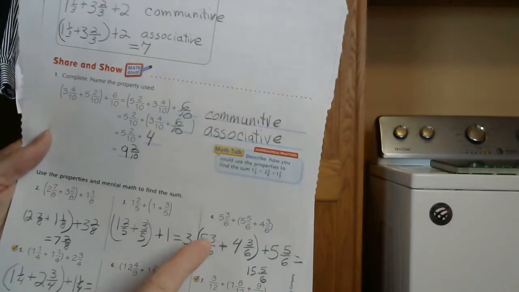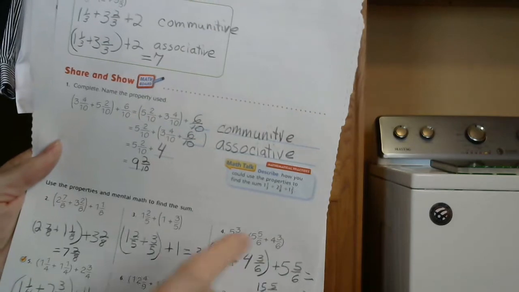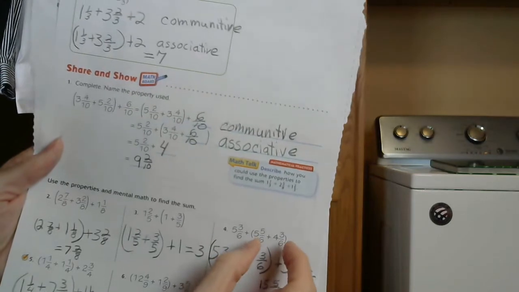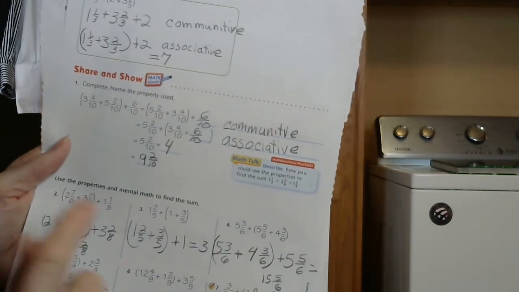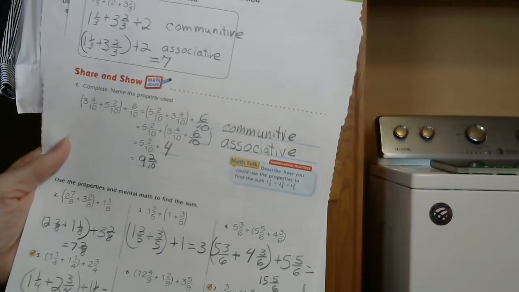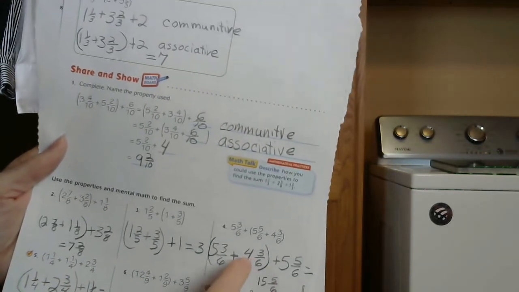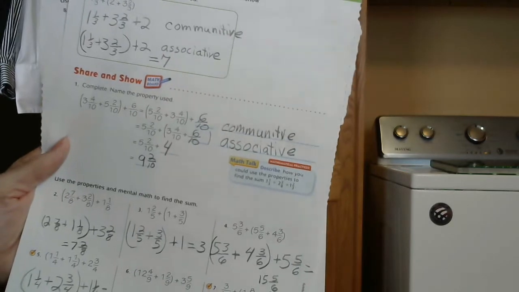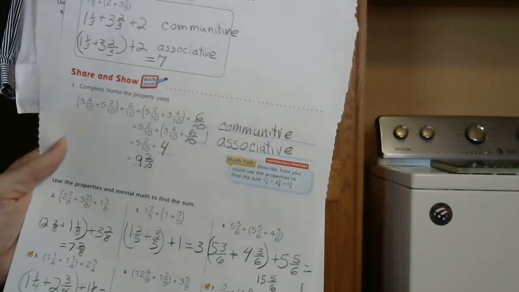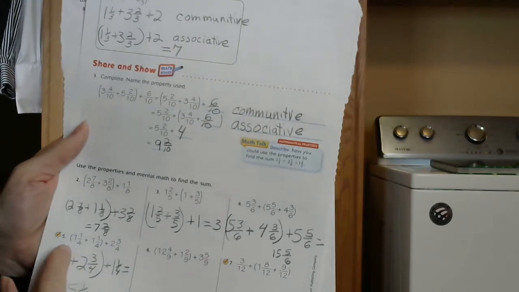Now, the last one over here, 5 and 3/6 plus 5 and 5/6 plus 4 and 3/6, we need to change the order and the grouping. We're going to change the parentheses and bring 4 and 4/6 and add that to 5 and 3/6. 3/6 and 3/6 become 1, and that will make that 5. So 5 plus 5 becomes 10, plus 5 and 5/6 becomes 15 and 5/6. Now lastly, I want to do number 5.